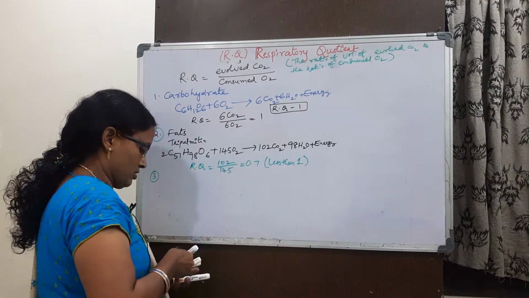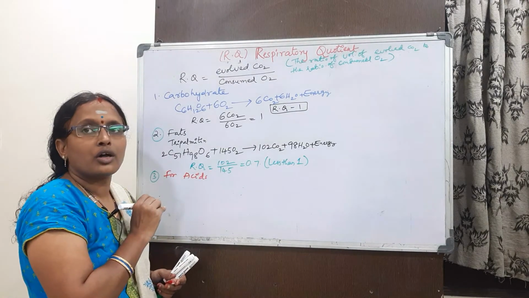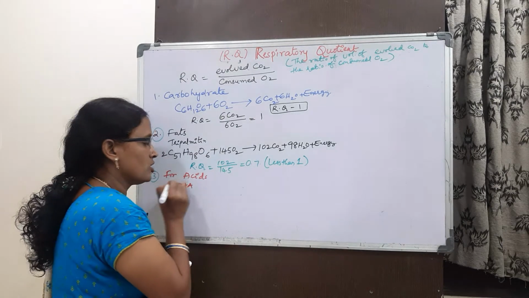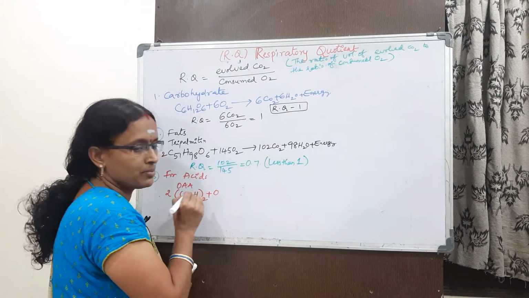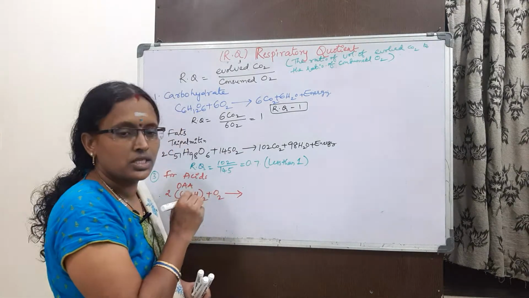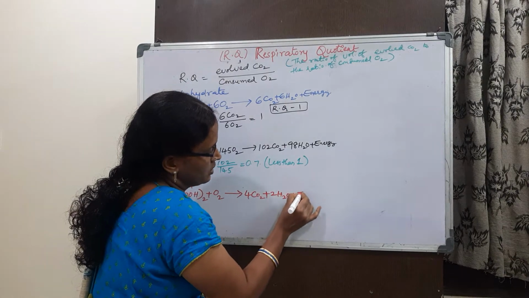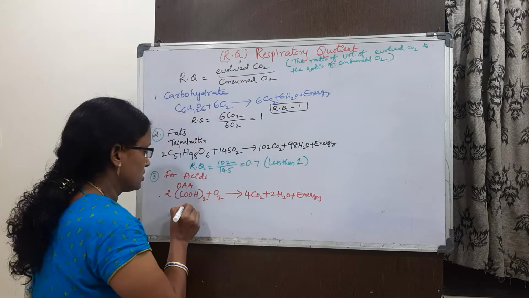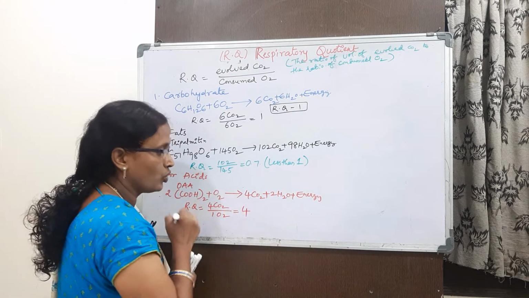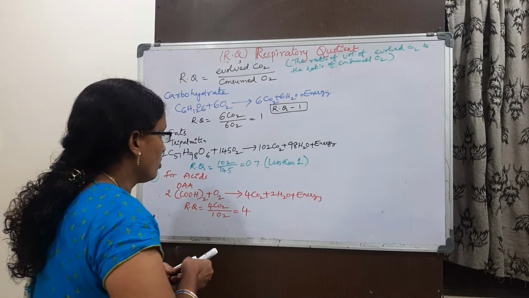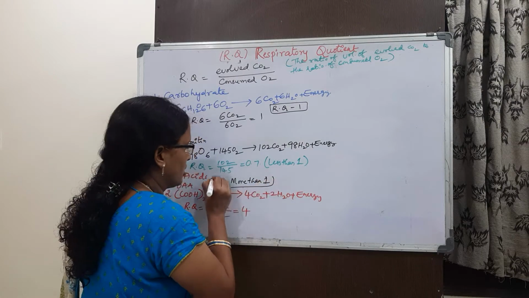In the third case, acids. We take OAA, oxaloacetic acid. When it is used as a respiratory substance, one molecule of oxygen gives 4 carbon dioxide, 2 molecules of water and energy. Here 4 CO2 is released and 1 O2 is used, so we get 4. For acids, the RQ is more than 1.